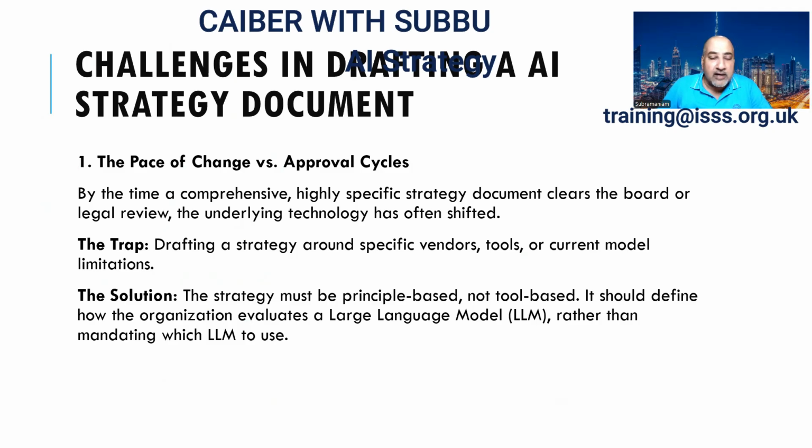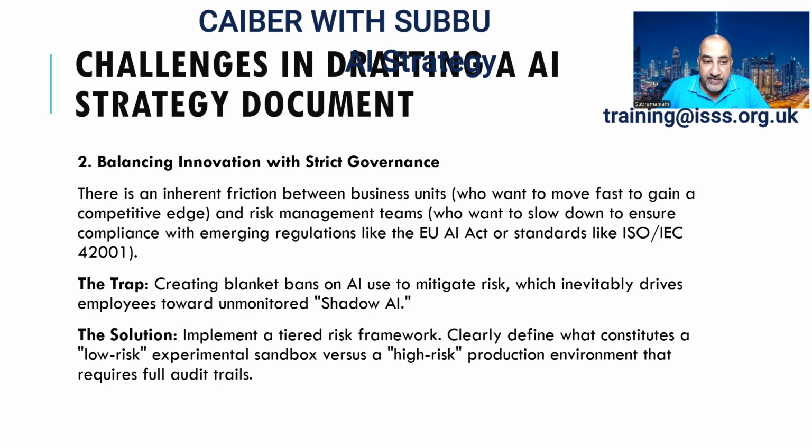If the AI strategy takes a lot of time, and implementing the AI or the AI transformation takes a lot of time, people will start downloading their own models and start following them. This will result in what is called shadow AI. Okay, balancing innovation and strict governance.